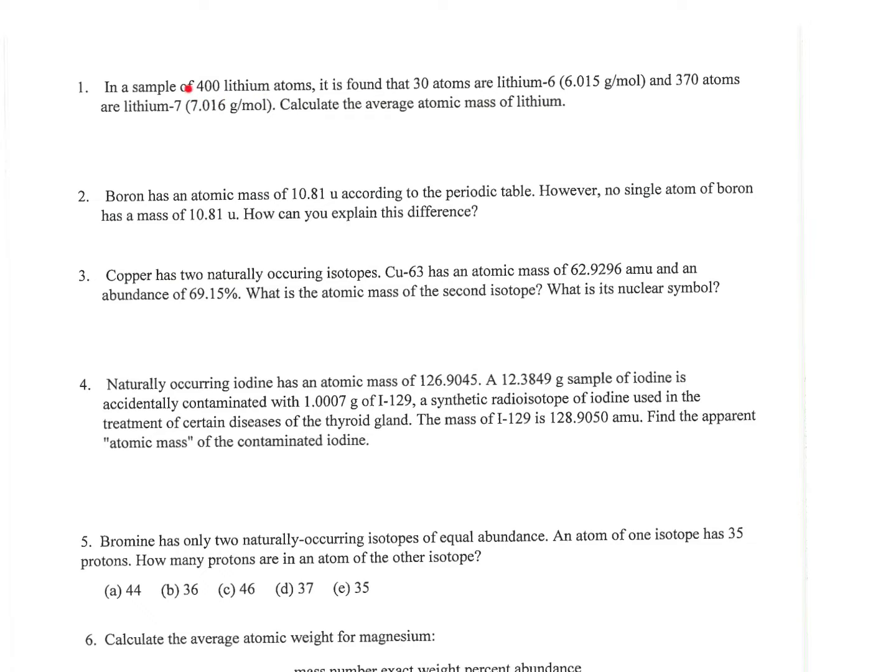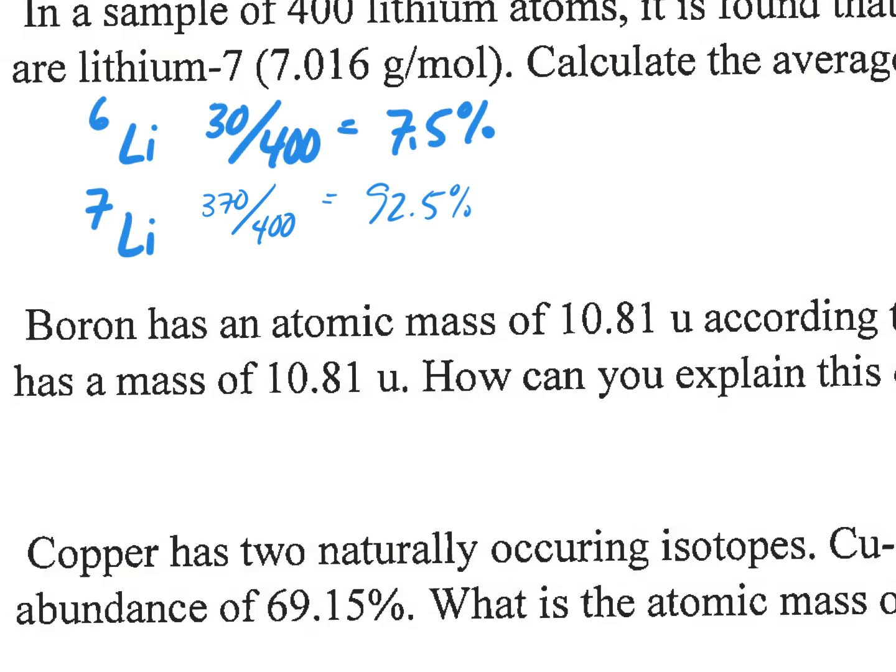You have a total number of lithium atoms here. You have 400 lithium atoms. But 30 of those atoms are lithium 6, and 370 atoms are lithium 7. So we need to find the relative abundance in percentages. We're going to take 30 divided by 400 and 370 divided by 400 to get the relative abundances. All right, so I worked out the relative abundances. Lithium 6 is 7.5%, and lithium 7 is 92.5%.